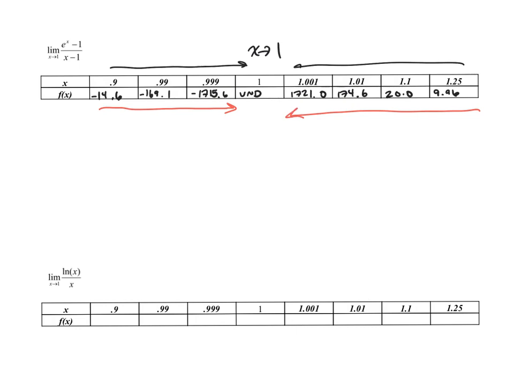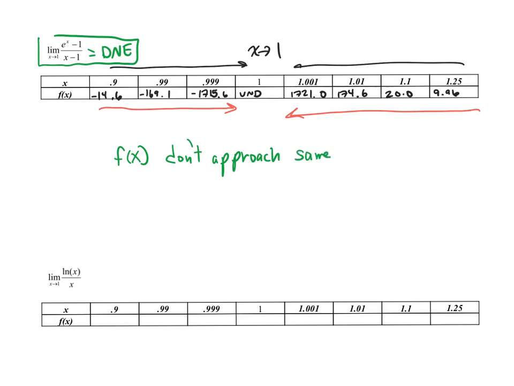So if one side is getting to be bigger negatives and one side is getting to be bigger positives, they're not approaching the same number. They have to be approaching the same number for it to have a limit. So in this case, I'd say the limit does not exist. There is no limit because the f of x or y values don't approach the same number. Those are not even close to the same number. And you could get even closer. You could do more 9s and 1.00001, and it'll just get further and further apart.